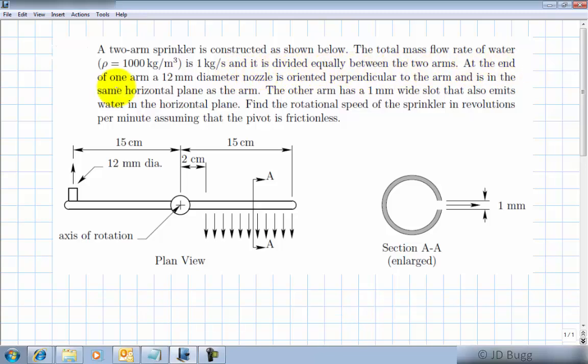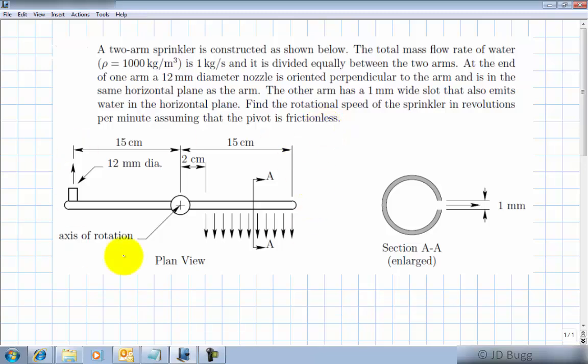At the end of one arm, a 12 millimeter diameter nozzle is oriented perpendicular to the arm and is in the same horizontal plane as the arm. The other arm has a 1 millimeter wide slot that also emits water in the horizontal plane. Find the rotation rate of the sprinkler in revolutions per minute, assuming that the pivot is frictionless.